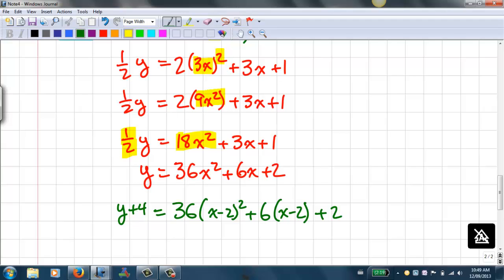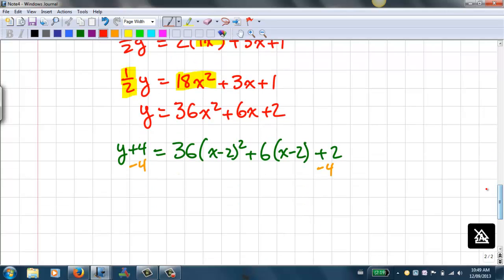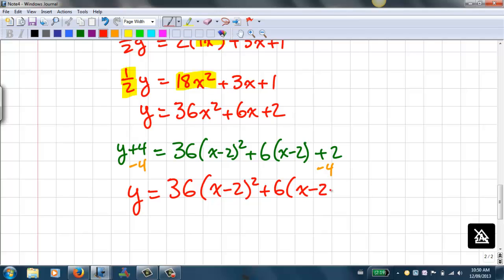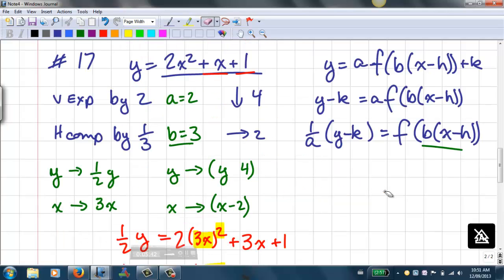And if I want to subtract the 4 from both sides to get y by itself, I end up with y is equal to 36 times (x minus 2) squared plus 6 times (x minus 2) minus 2. And I believe that's what we find at the back of the book. So I'm going to go over this again. I'm just going to scroll back to the top and run through it one more time, pointing at things and maybe using a different highlighter color.